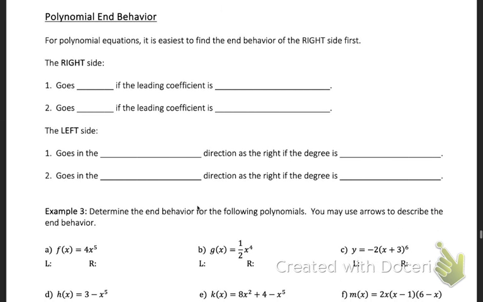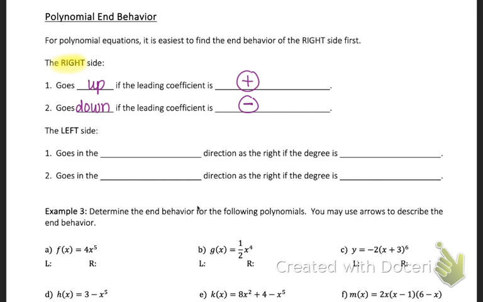Now, we can tell what the polynomial end behavior is going to be just by looking at the equation. So the right side is always going to go up if the leading coefficient is positive. It is going to go down if the leading coefficient is negative. And that's true for everything on the right side. The fact that it's the right side is really important there, okay?